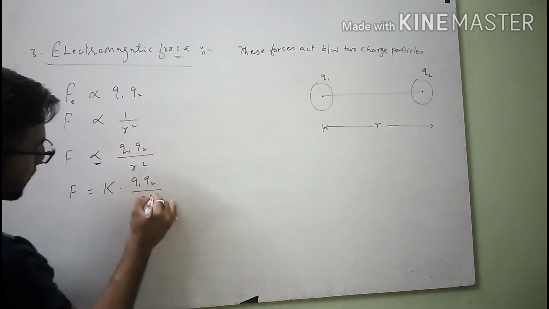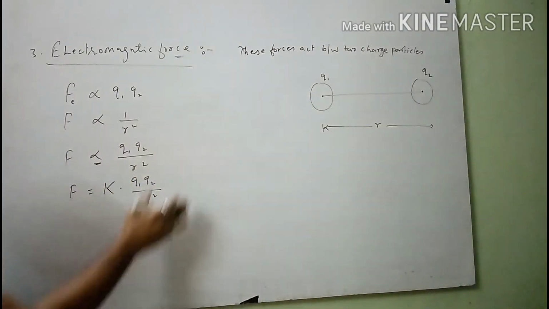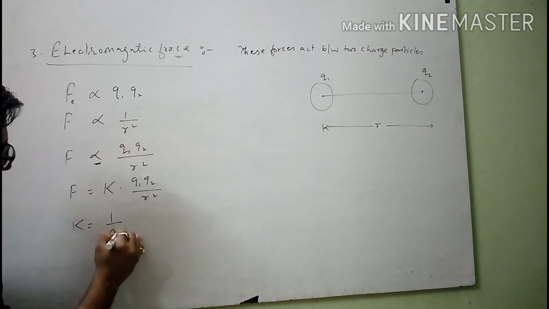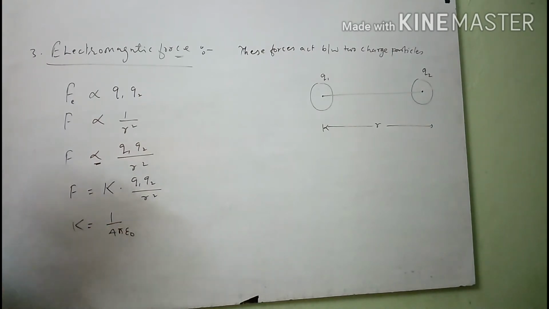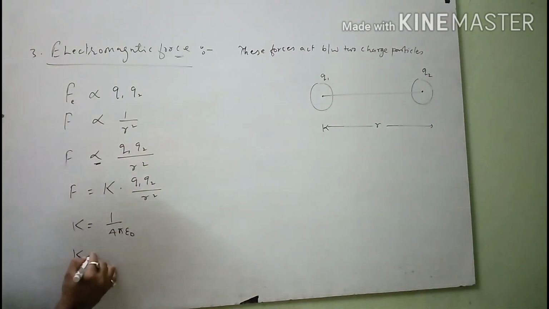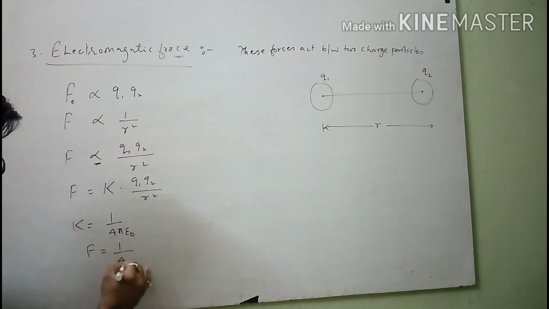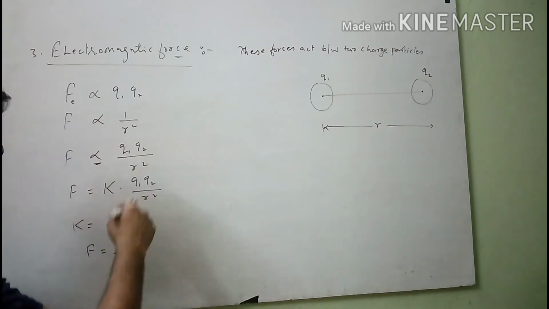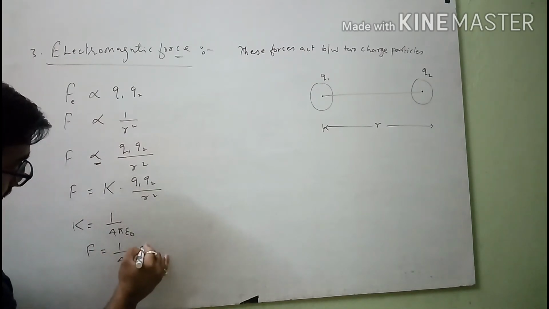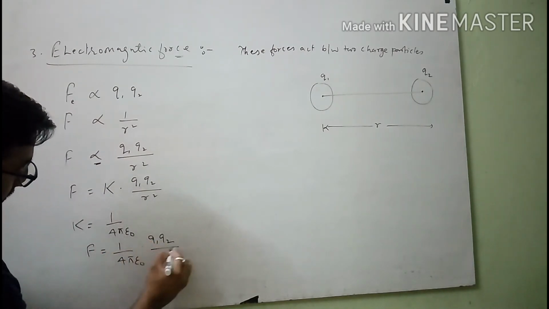In electrostatics, because we are talking about charged particles, I will substitute the value of k, which equals 1 over 4 pi epsilon naught. So I will substitute this value here, and at last I get the value of the electrostatic force between these two charged particles.